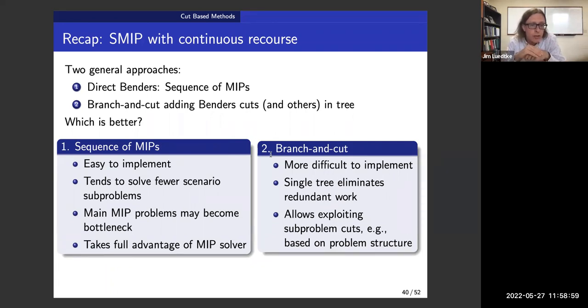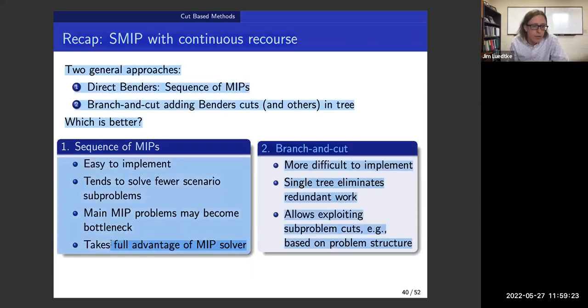Okay, so to kind of recap these two different approaches for solving a stochastic integer program using Bender's. For the direct Bender's approach, we're solving a sequence of integer programming problems. It's very easy to implement as long as you can figure out how to generate these Bender's cuts. You tend to solve fewer of the subproblems. That's an advantage of this direct Bender's approach. But the problem is that main MIP problem, as you add more of these Bender's cuts into it, can start to slow down. Okay, so that's a disadvantage there, but at least you're taking full advantage of the MIP solver there.